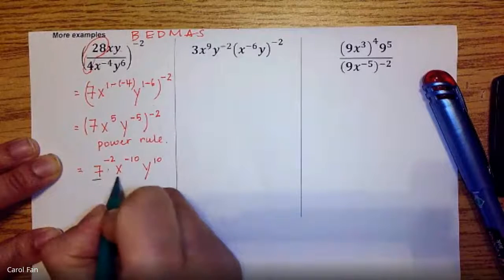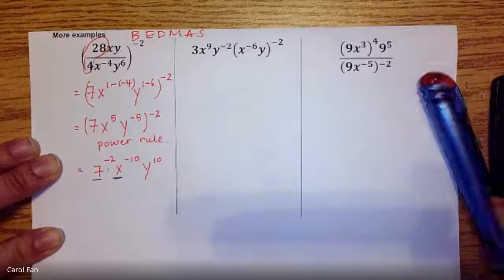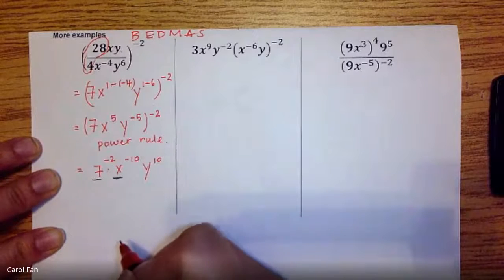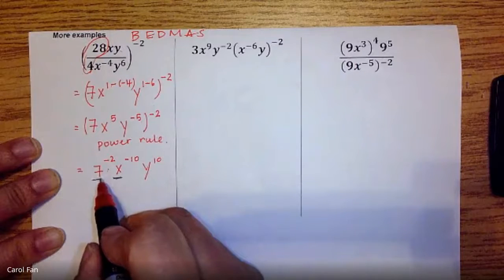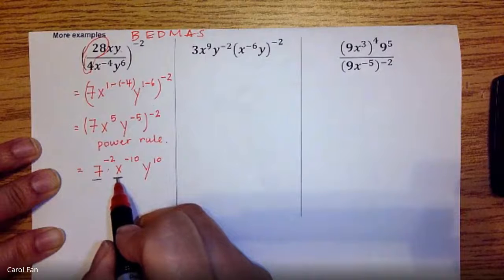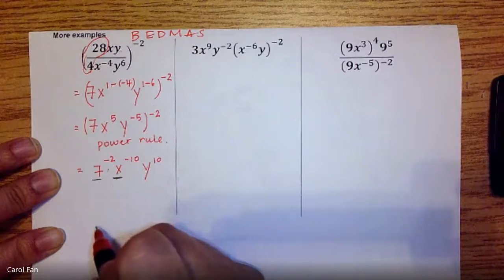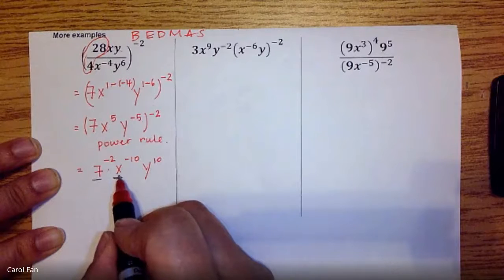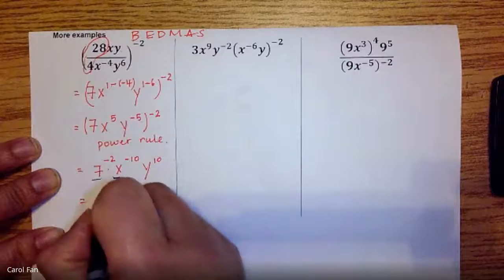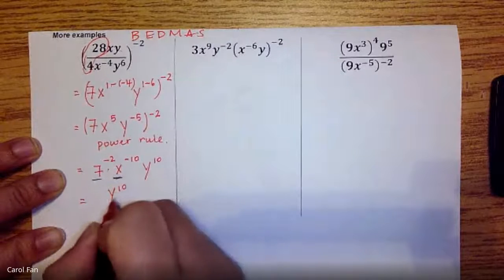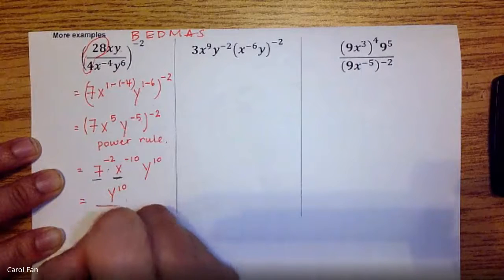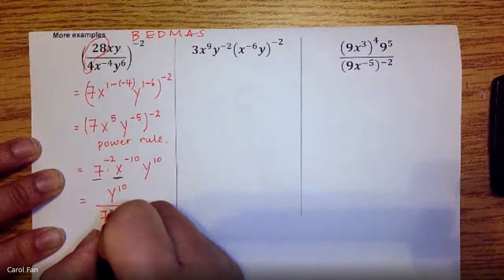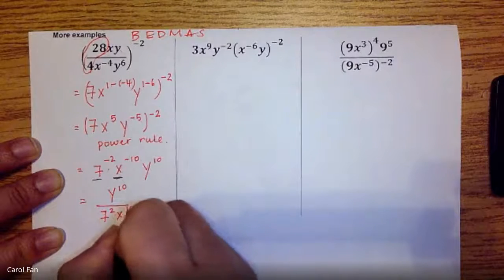Now, the base 7 and base x have a negative power. That means that to make it positive, they need to be put in the opposite level. This was the numerator, so now it's going to become the denominator. Y to the power of 10 divided by 7 squared x to the power of 6.